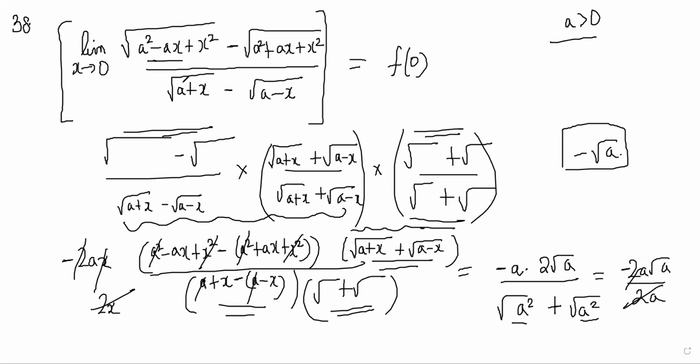Got it. Whenever you see irrationals, rationalization is the best way. And if both are in the numerator and denominator, just do both, rationalize both. Also, you could have done this question by L'Hospital's. It might have been long and annoying, but it can be done by L'Hospital's also. Okay, this is better though.